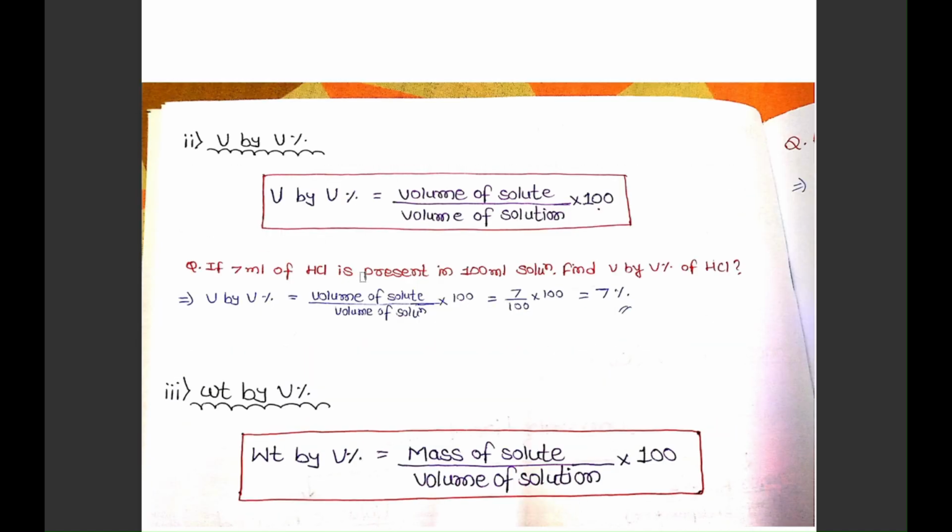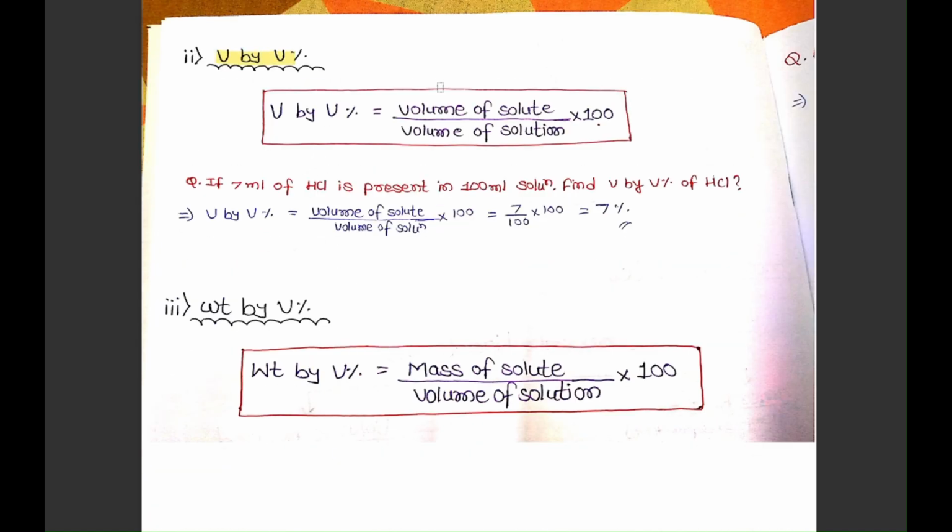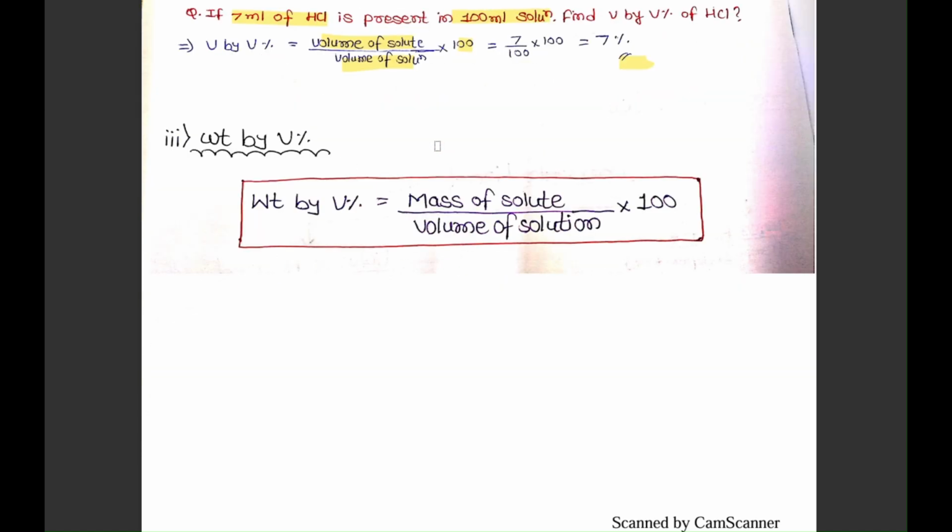Now, let us come to volume by volume percent. So the formula for volume by volume percent is volume of the solute divided by the volume of the solution into 100. So there is a question, 7 ml of HCl. So amount of solute is given, that is 7 ml, and is present in 100 ml of solution. So volume of solution is also given, that is 100 ml. So by the simple formula, volume of solute upon volume of solution into 100, we get volume by volume percent is equal to 7%.